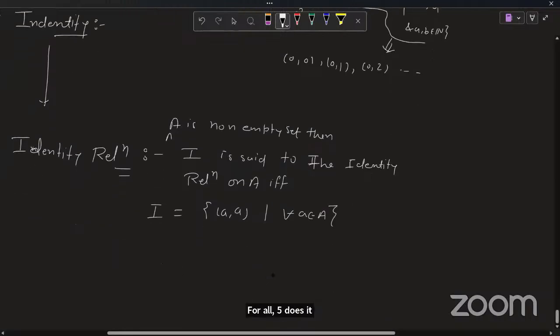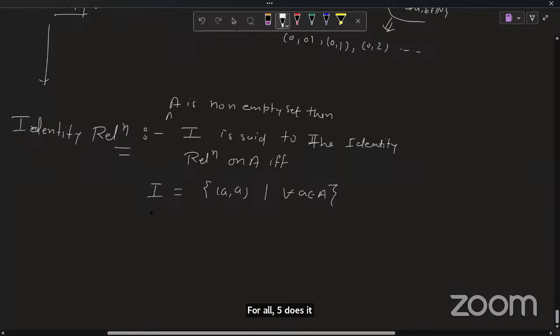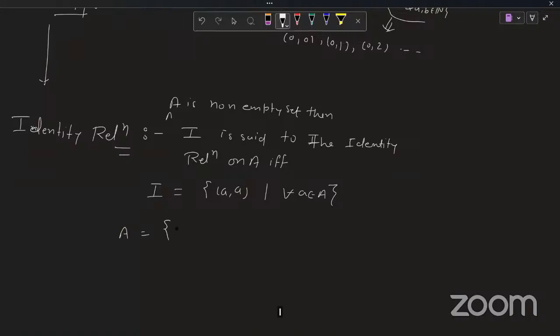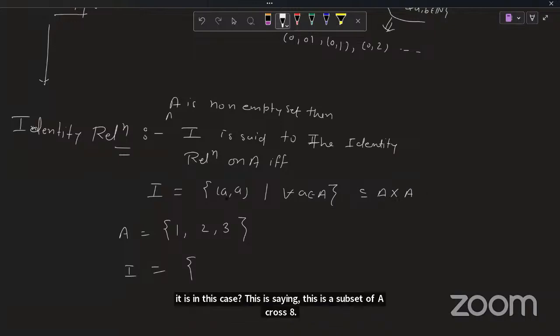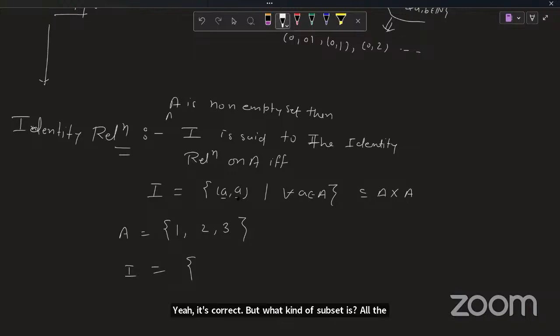What does it mean? Identity relation is basically what? Suppose we have a set A. We will understand by the example {1, 2, 3}. So what will be the identity relation in this case? It is a subset of A cross A. But what kind of subset is it? Entry 1 and entry 2 are both the same. No matter what kind of elements are there, the first entry and second entry have to be the same.